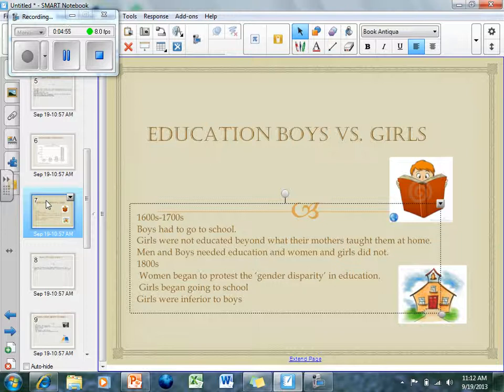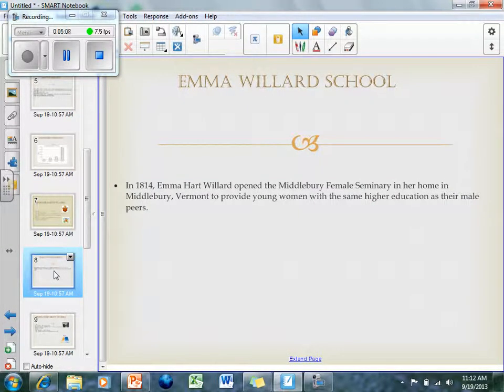In the 1800s, women began to protest the gender disparity in education. Girls began going to school, and girls were still seen as inferior to boys because the boys had the education and they were strong according to their terms, and the girls were weak. The Emma Willard School opened in 1814 for all females, and it was started by a woman, Emma Hart Willard. It provided young women with the same higher education as their male peers.